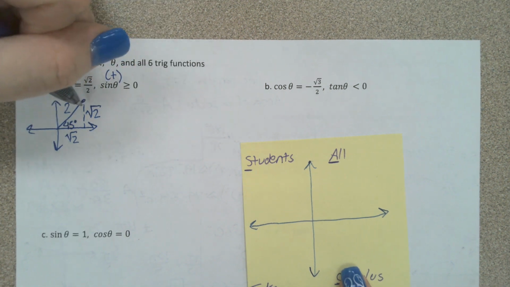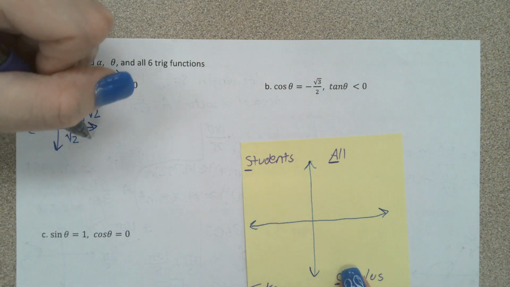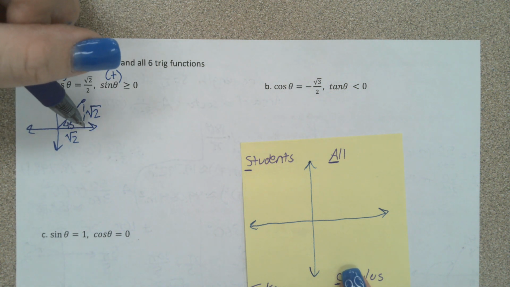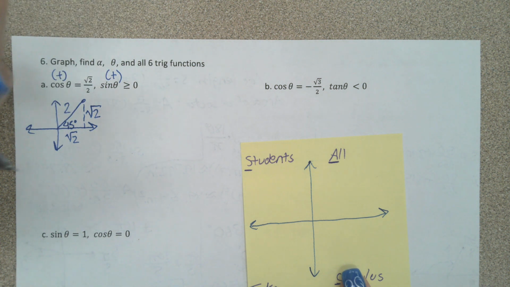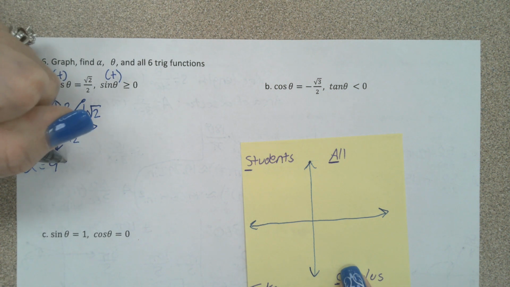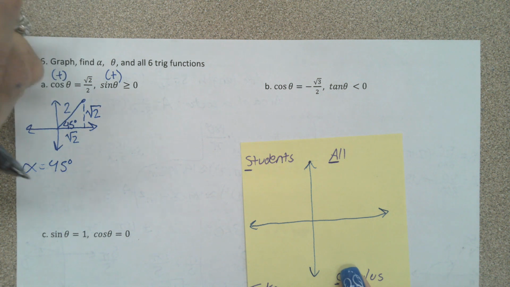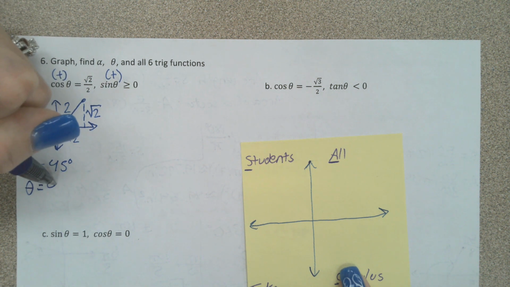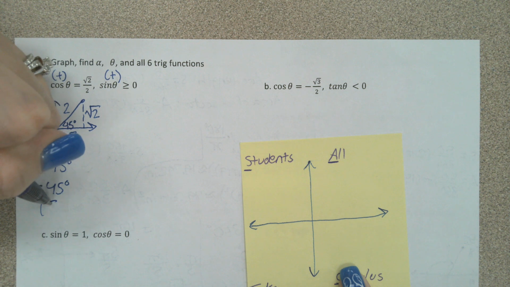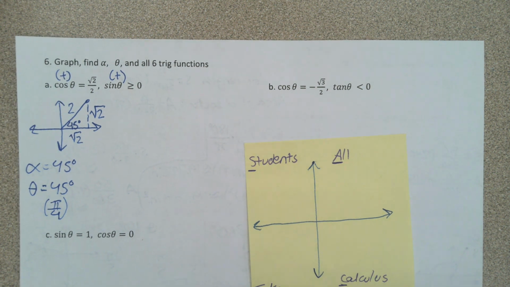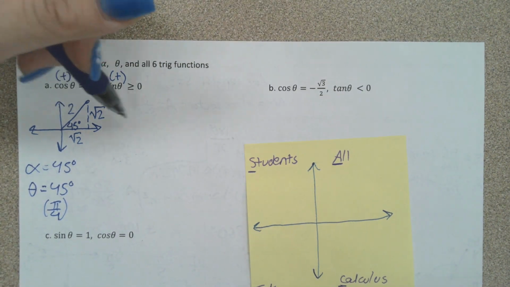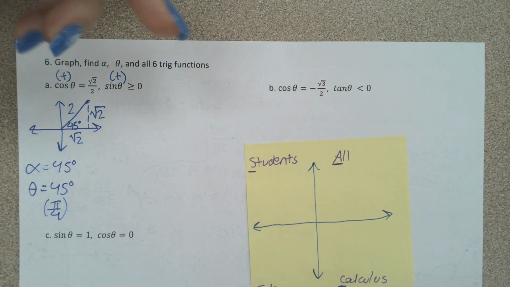We have discovered that theta. Now this theta is going to be slightly different. Since this is in quadrant 1, we are 45 degrees for alpha. And then theta is also 45 degrees, which is also pi over 4, in case we were asked for radians instead of degrees. So those parts aren't that difficult. Now we just need to put together all the functions.